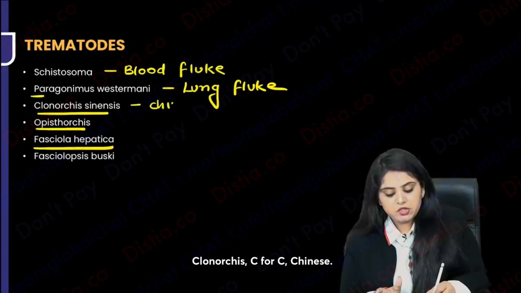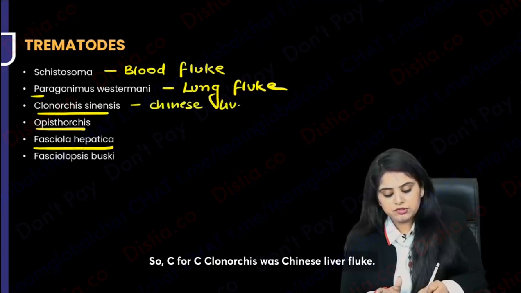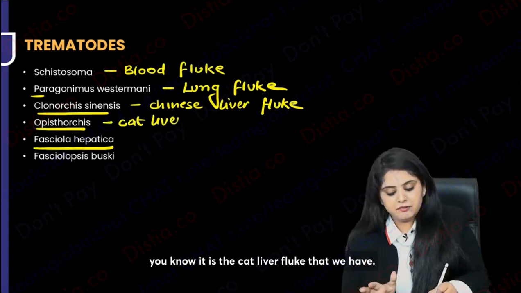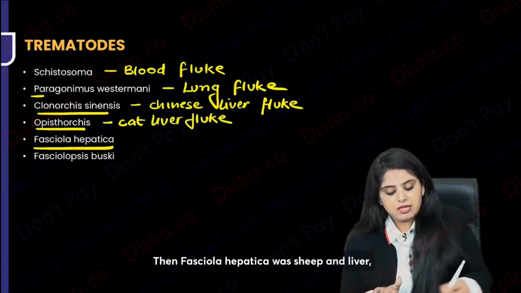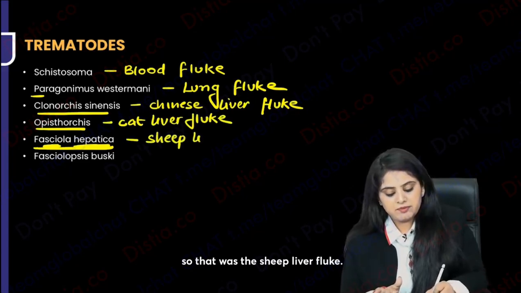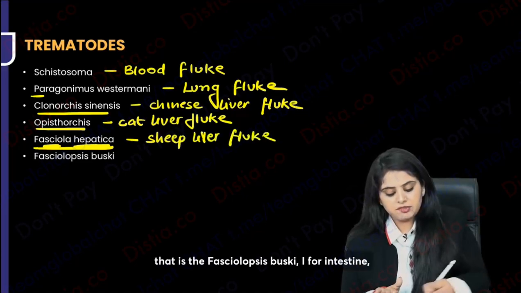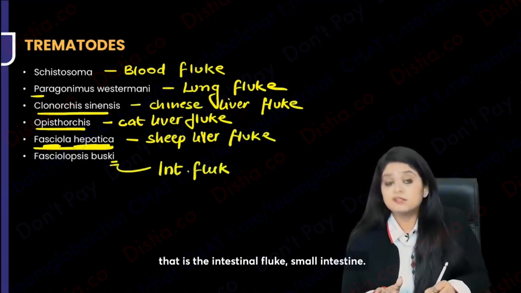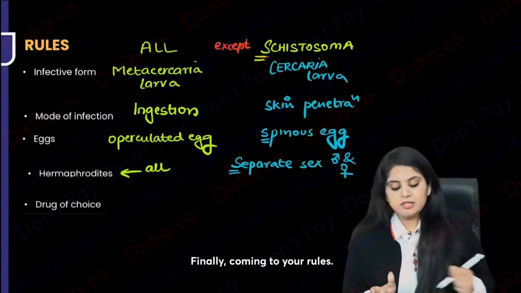Clonorchis, C for C, Chinese, these three are liver flukes. So C for C, Clonorchis was Chinese liver fluke. Opisthorchis felineus, of course you know it is the cat liver fluke that we have. Then Fasciola hepatica was sheep and liver, so that was the sheep liver fluke. And finally, coming to the last one, that is the Fasciolopsis buski, I for intestine, that is the intestinal fluke, small intestine.